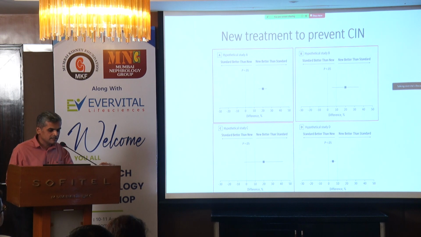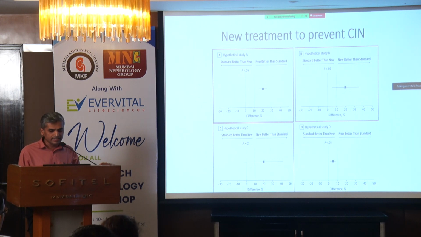Study C has still fewer patients, say 200 patients. Again the 20% reduction, but this time these results are not only clinically insignificant, but even statistical significance is not there because p-value is more than 0.05. The bound of confidence interval is crossing the point of no effect.